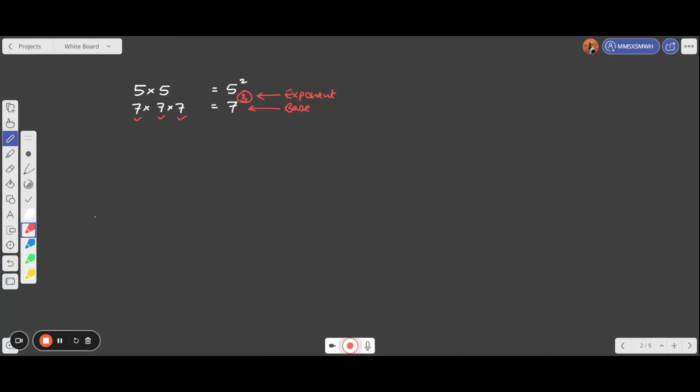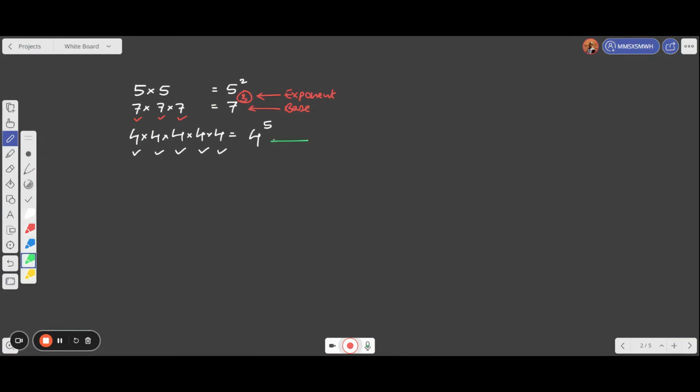Let me take another example. Let's say 4 multiplied by 4 multiplied by 4 multiplied by 4 and multiplied by 4. So here you see how many times 4 is multiplied by itself. 1, 2, 3, 4 and 5. So 4 to the power of 5.